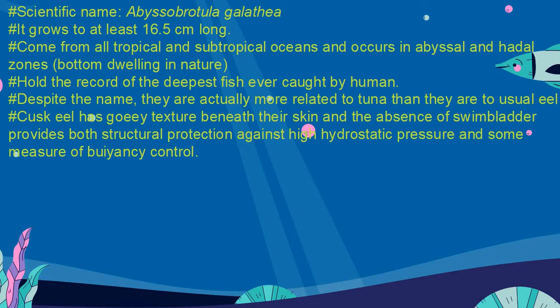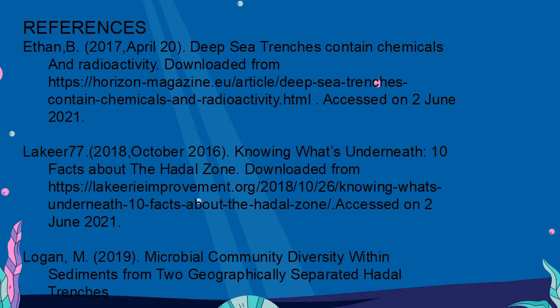Despite the name, they are actually more related to tuna than to the usual eel. The casque eel has a gooey texture beneath its skin, and the absence of a swim bladder provides both structural protection against high hydrostatic pressure and some measure of buoyancy control.